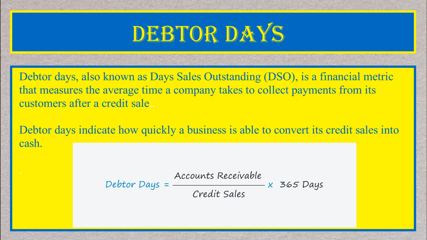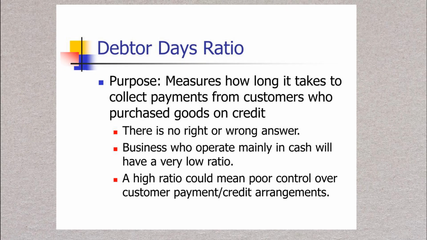Debtor days is a financial metric that measures the average time a company takes to collect payments from its customers after a credit sale. Basically, it indicates how quickly a business is able to convert its sales into cash when goods are sold on credit. Ideally, the debtor days of a company should be within 30 to 40 days. But also it should be compared with the industry averages, and it should be lower than other companies in the same industry. Also, we should track the debtor days figure over the last few years and track whether the debtor days is rising or falling.